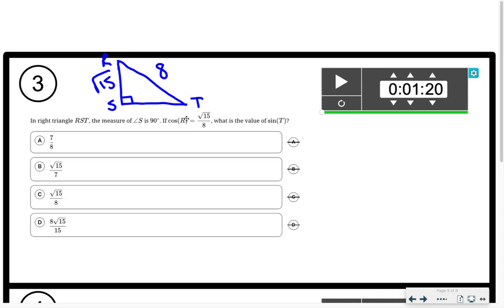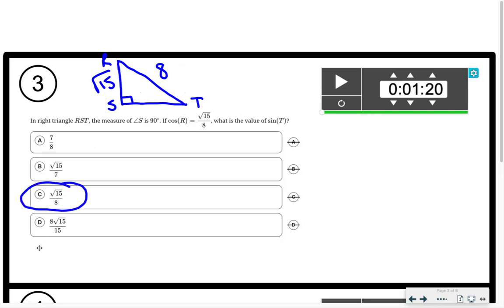I think I just skipped over that. Cosine is adjacent over hypotenuse, so that's why I labeled the adjacent to r root 15 and the hypotenuse 8. But now if I want the sine of t, the opposite is also root 15. So root 15 over 8 is the value of sine t.